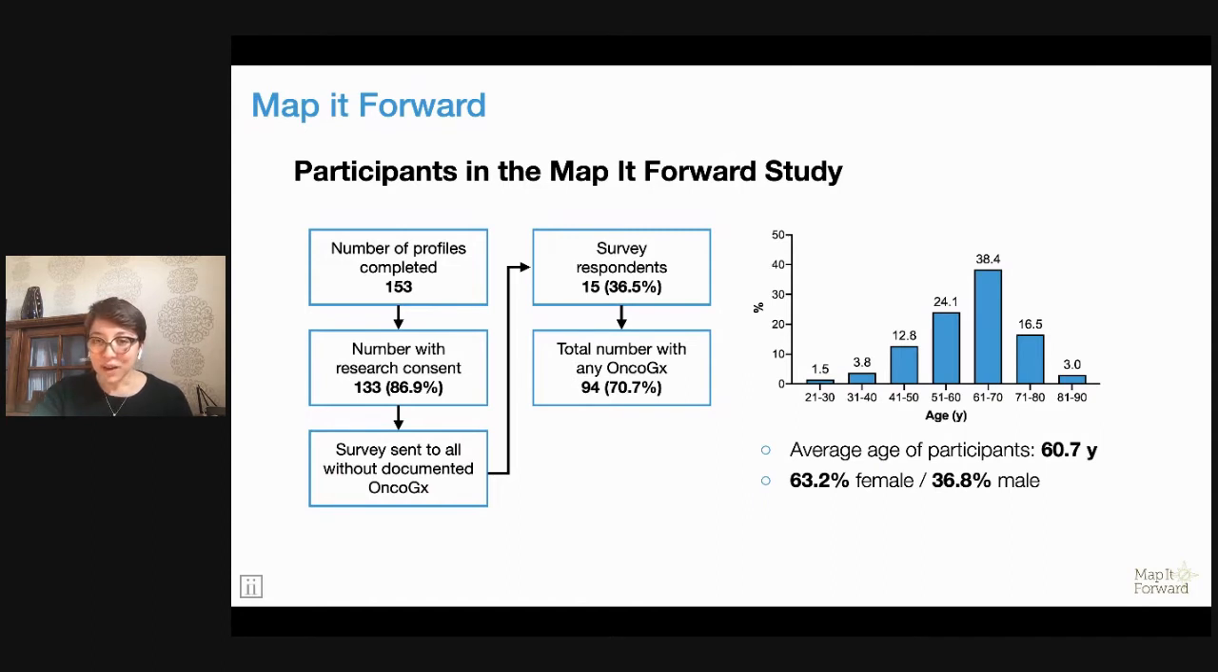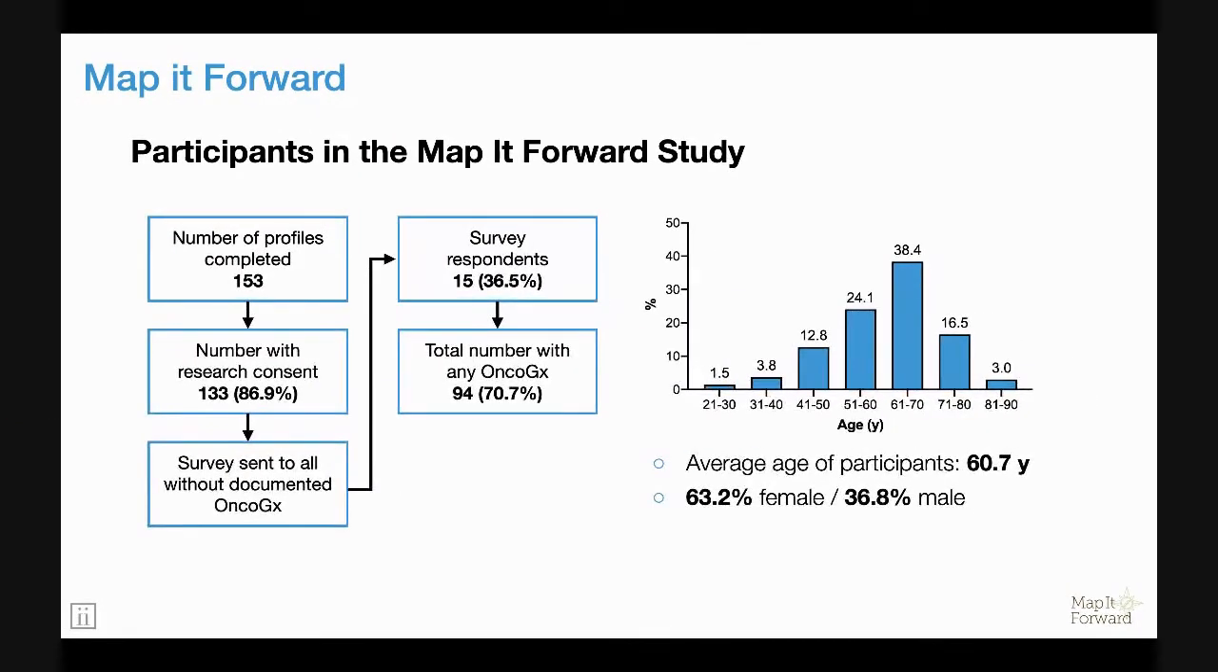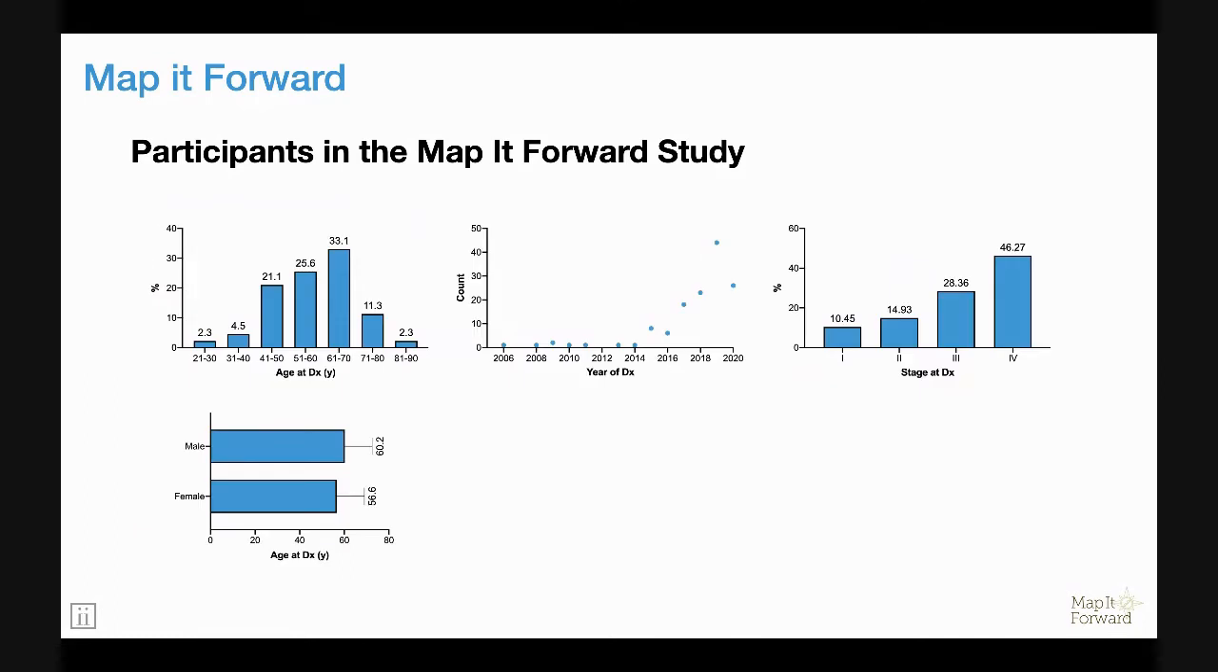In the graph here on the right, I am showing the distribution of age of participants. The average age was 60.7 years, and it ranged from 22 to 88 years. And you can see that most individuals are clustering around 51 to 70 years of age. The majority of participants in the study were female.